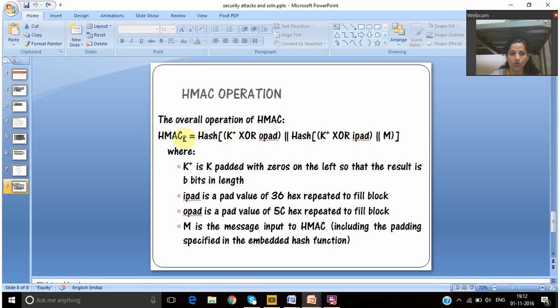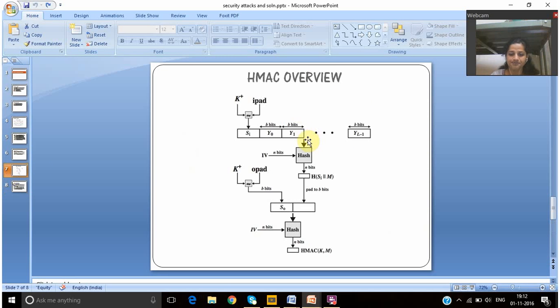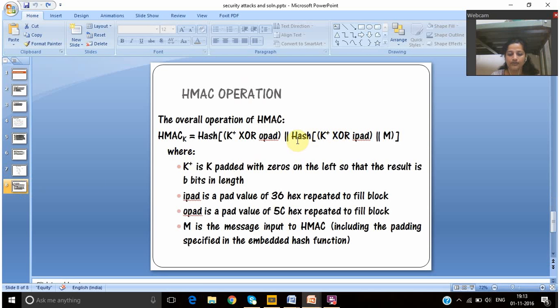So this is the overall operation of HMAC, and now we will be concentrating on the first part of the section, that is K plus XOR IPAD, that is hashed. Here one of the message blocks is taken and hashed with an initialization vector of n bits, and since it is n bits, the output will also be n bits. To convert it into B bits, the original number of bits required, it will be padded and the answer will be stored for the next step. So we are done with this part of the section.